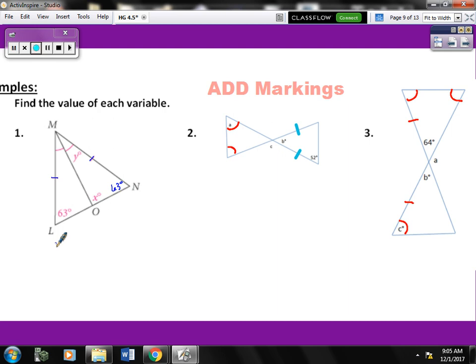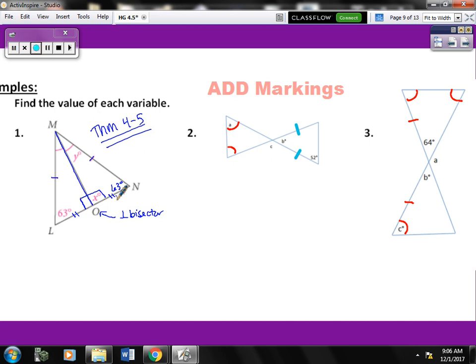Okay, so this is that problem that I was telling you we have to use our theorem 4-5, which says if you have an angle bisector of a vertex angle in an isosceles triangle, then this will become a perpendicular bisector to the base. So what we'll insert are two right angles and two congruent segments based on that theorem.